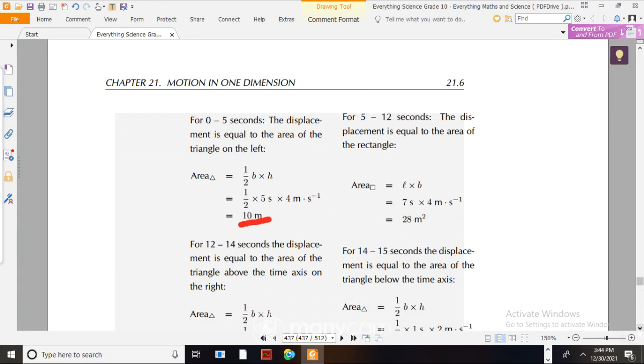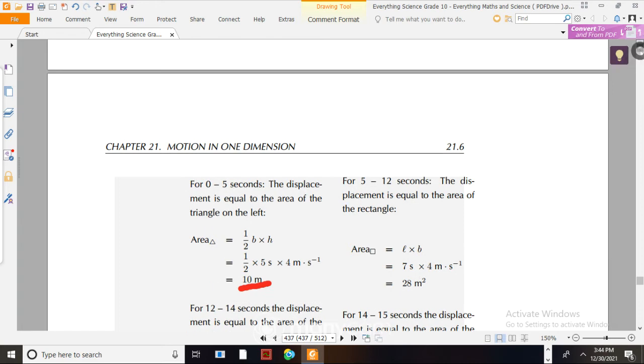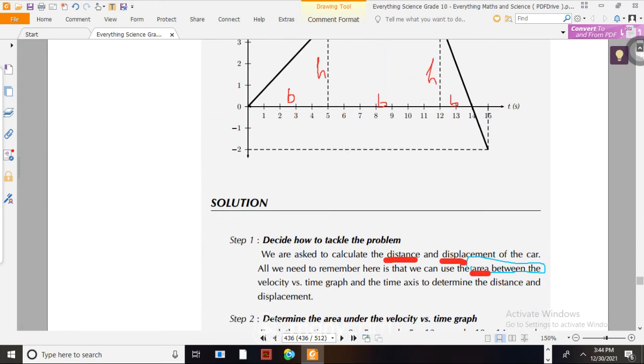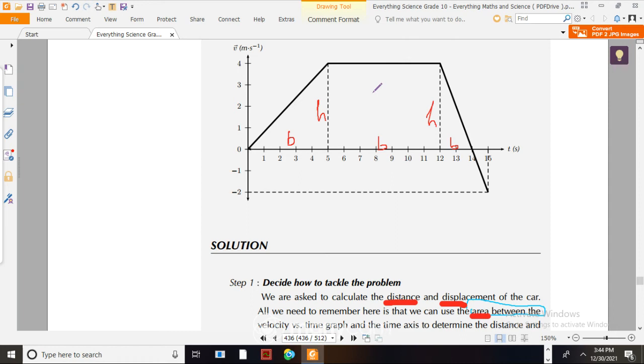So the area is 10 meters. For 5 to 12, the displacement is equal to the area of the rectangle. Here is area 1, the triangle, and here is area 2, the rectangle.